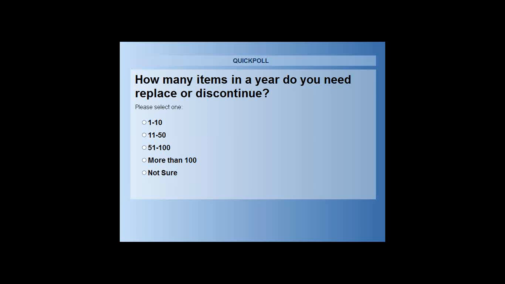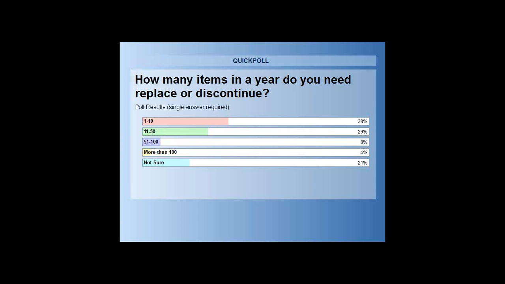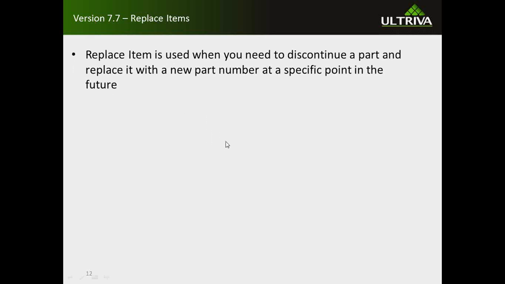All right. Give it about 5 more seconds. I still see some people voting. All right. We'll go ahead and close this one and share that. Looks like between 1 and 10, 11 to 50, and a few people aren't sure as well. And looks like some folks maybe have more than 100. All right. So we will go ahead and hide that, and we'll jump right in.